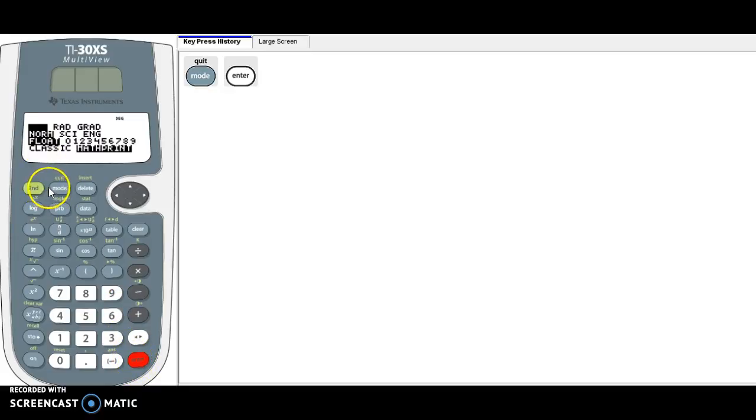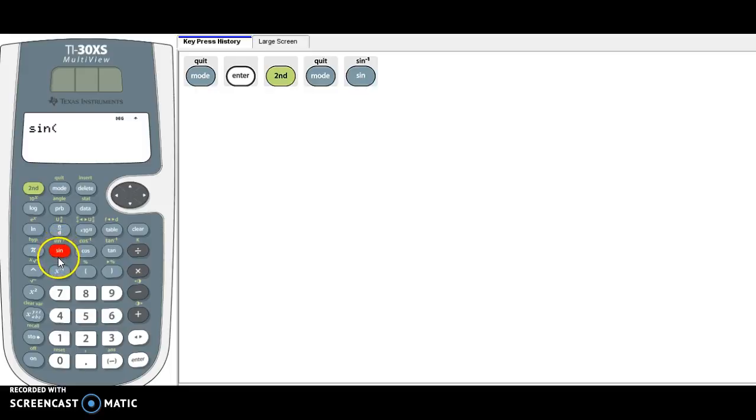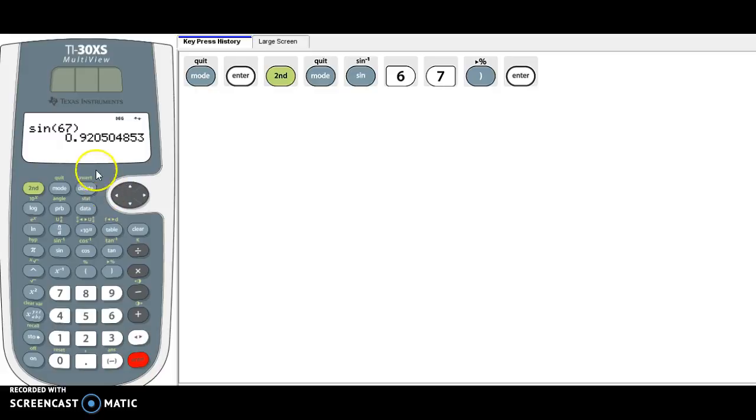Oh, sorry, press quit. And so now what we're going to do is put in that sine 67. So first we're going to hit our sine button and then put in 67 and close those parentheses. Once you have that, press enter and we get this decimal. We're going to round to 4 decimal places.